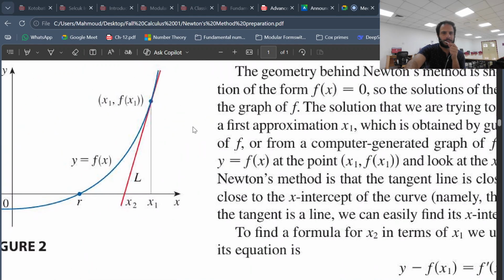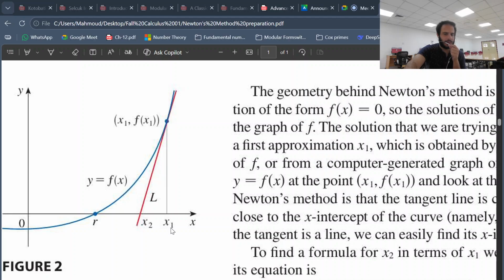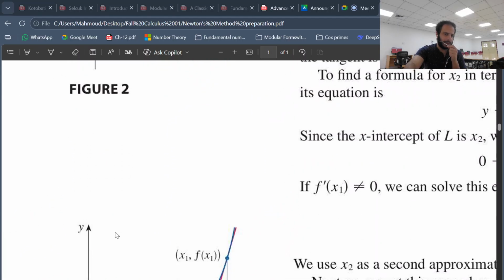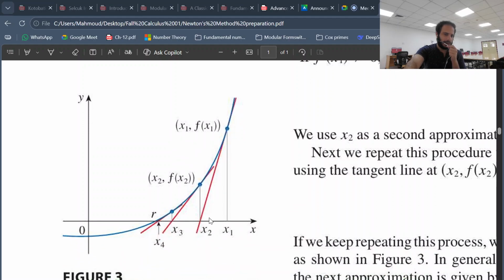First you choose x1, okay? Then you draw the tangent line. Then you find the intersection with the x-axis. You get x2. Our goal is to find r, the solution that we want. You start with x1, but see x2, the intersection of the tangent with the x-axis. x2 is closer to r, right? If you keep repeating this, find the tangent for x2, then the x-intercept is x3. See, x3 is closer to r.